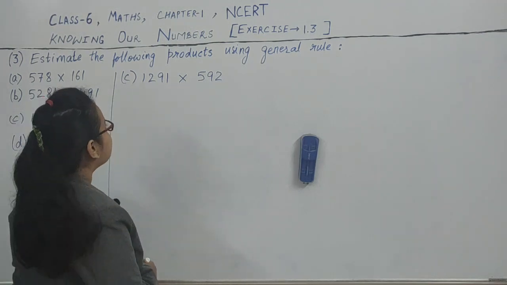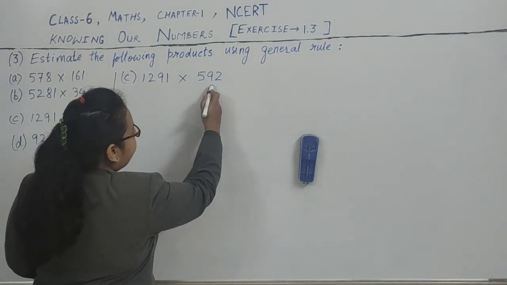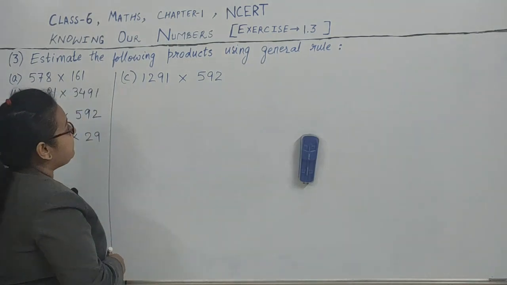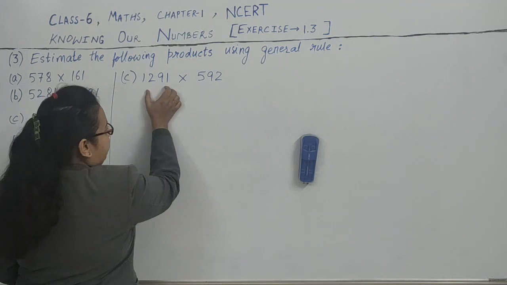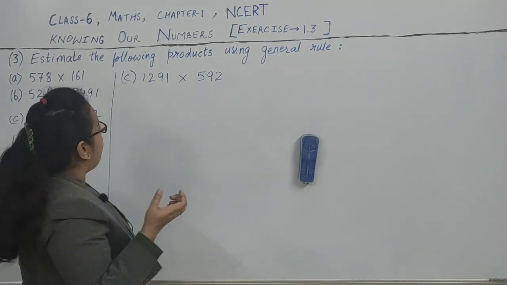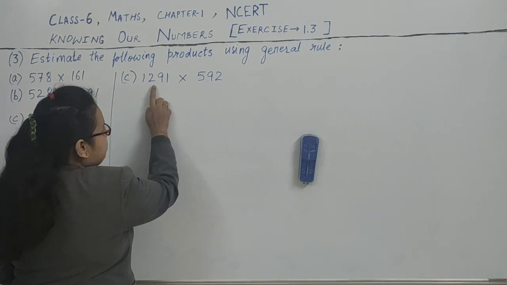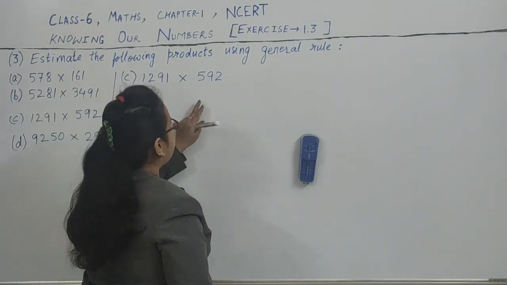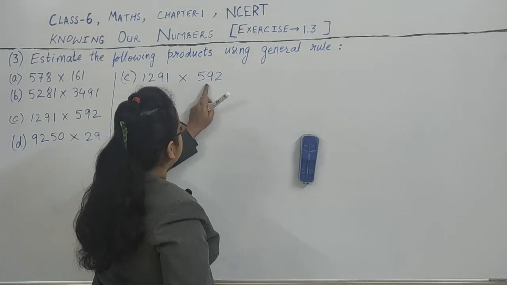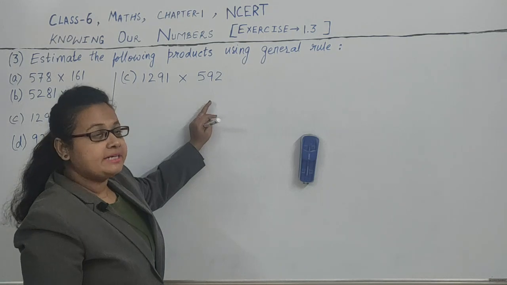Now let us come to C part. What is there? 1291 multiplied by 592. We have to estimate the product. So what is the general rule? We have to round off these two numbers to their greatest place. What is the greatest place for this number? Ones, tens, hundreds, thousands. So this number will be rounded off to thousands. And what is the greatest place for this number? Ones, tens, hundreds. So this number will be rounded off to the hundreds place.